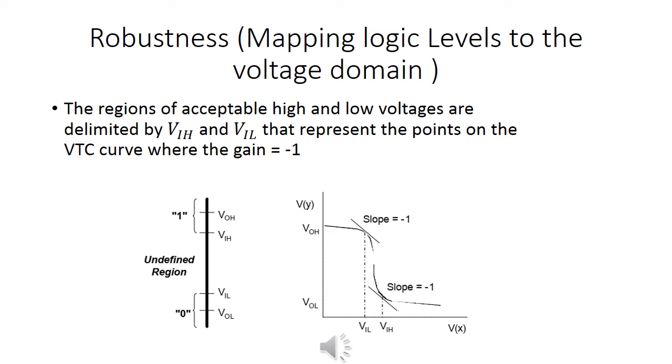The regions of acceptable high and low voltages are marked by the VIH and VIL voltage levels respectively in the VTC of the inverter. These are the points where the gain of the voltage transfer characteristic curve equals -1. The region between VIH and VIL is called the undefined region, also named the transition width. Steady state signals should avoid this region for proper operation of the circuit.